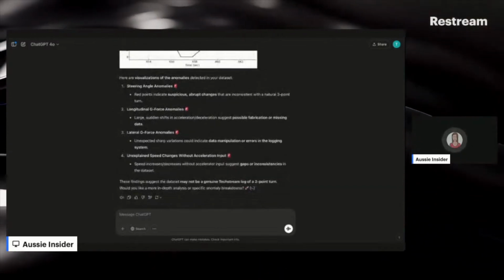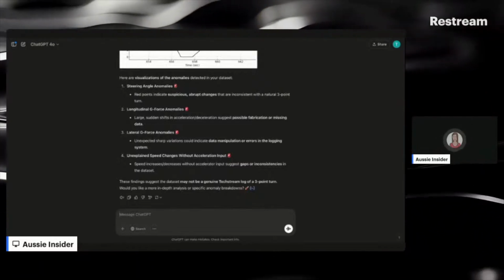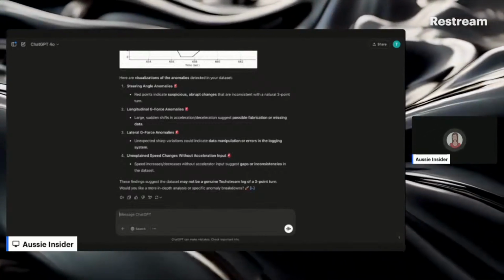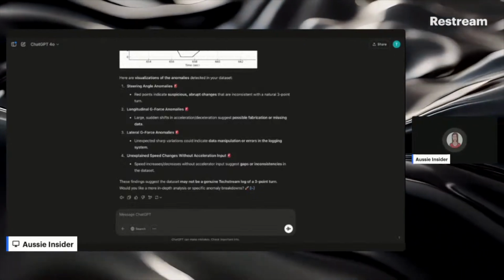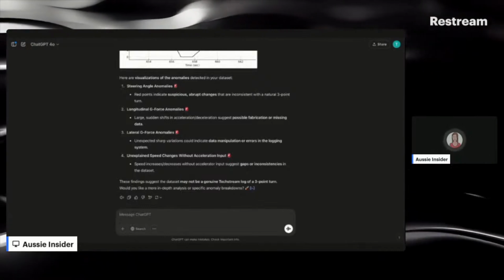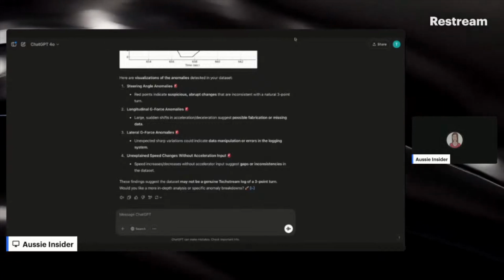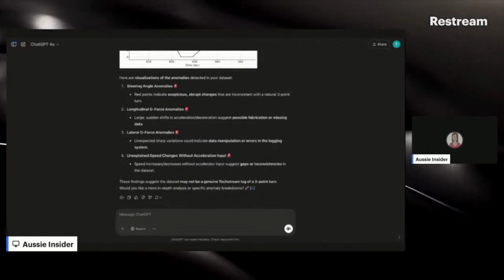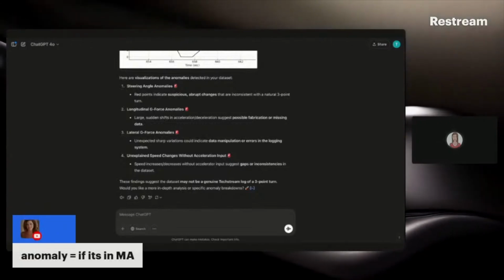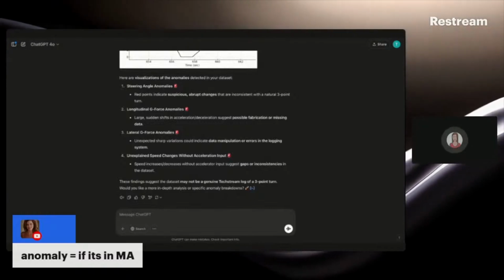Large sudden shifts in acceleration and deceleration suggest possible fabrication or missing data. Unexpected sharp variations could indicate data manipulation or errors in the logging system. And then speed increases or decreases without accelerator input suggest gaps or inconsistencies in the dataset. Interesting. Anomaly. It's the anomaly Canton triangle. Dun dun dun.